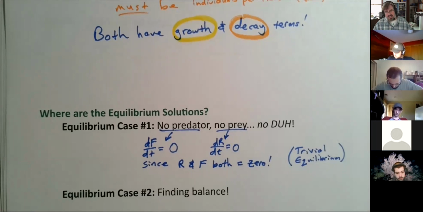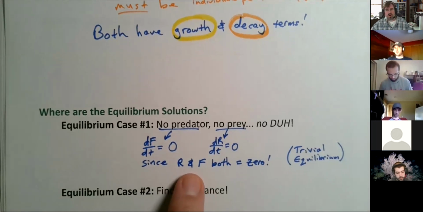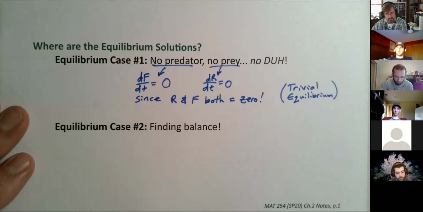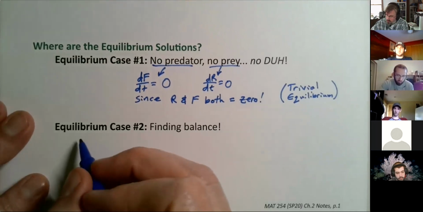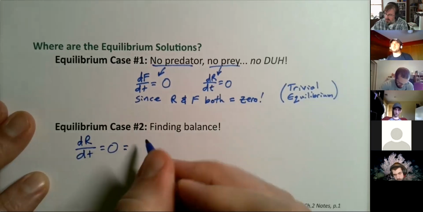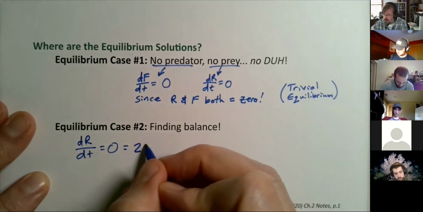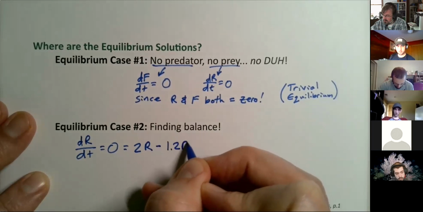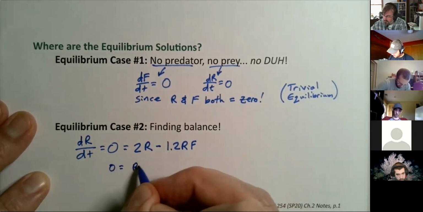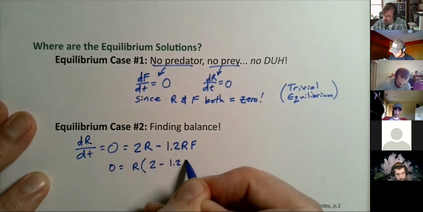But the second case of equilibrium is a little more interesting. We can't presume that R and F are both 0. So in this case, we're going to take our differential equations and tease out what could possibly be going on. If you imagine dR/dt and you set that equal to 0, you're essentially saying, and I'm getting this from the top of the page, 2 times R minus 1.2 times R times F is equal to 0. It doesn't take much algebra to see they have a common factor of R. So 0 equals R times (2 minus 1.2 F).